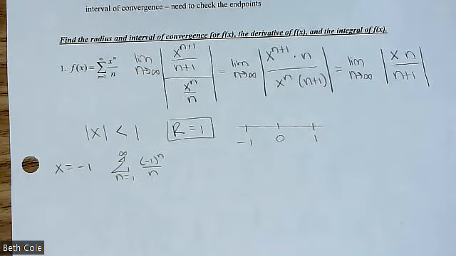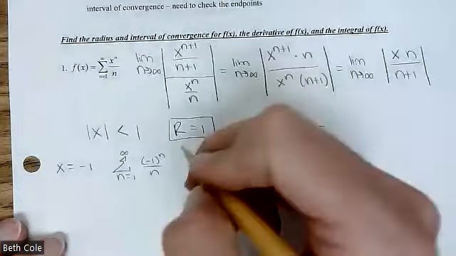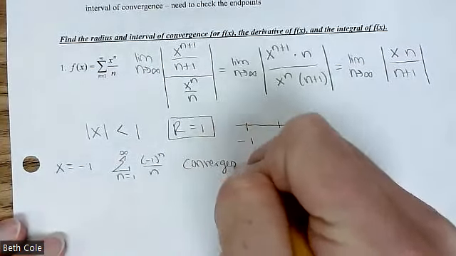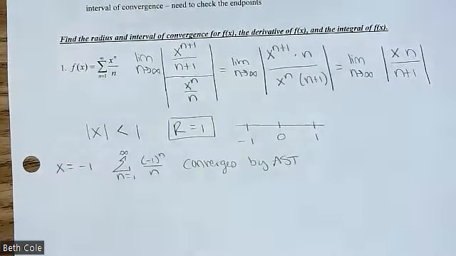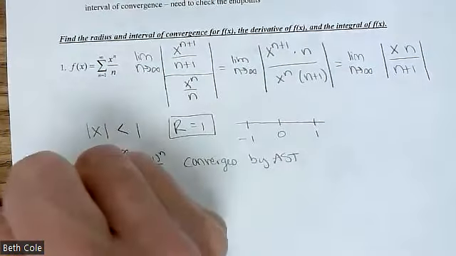So what do you think about that one? By what test? Good. I'm not writing out every step, but it would work. The terms would keep getting smaller and smaller. Limit as n goes to infinity goes to 0. Converges by alternating series test. All right.